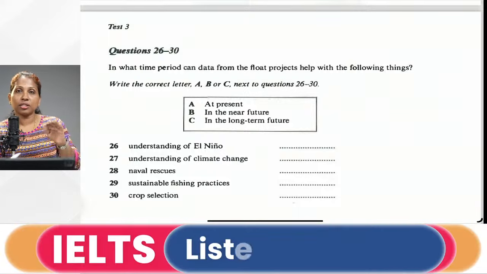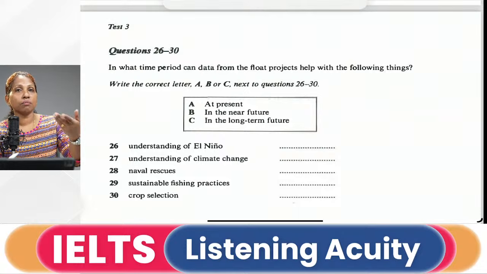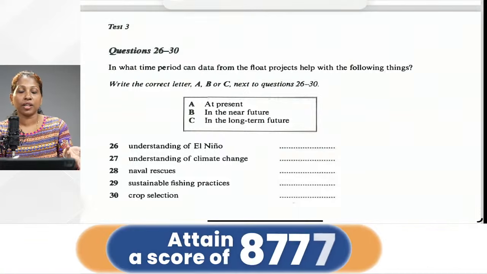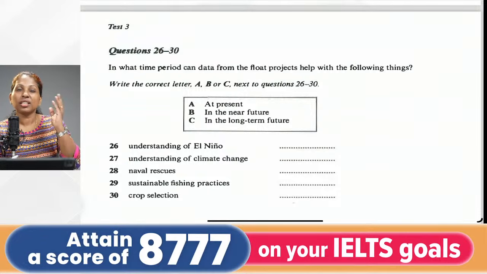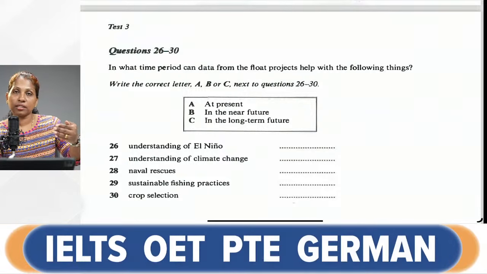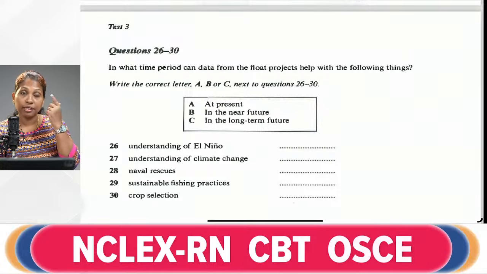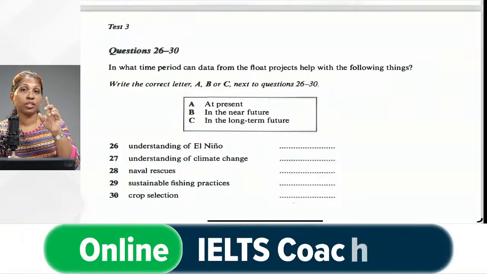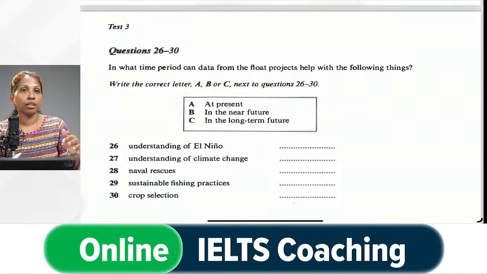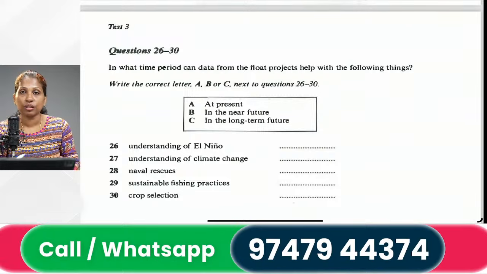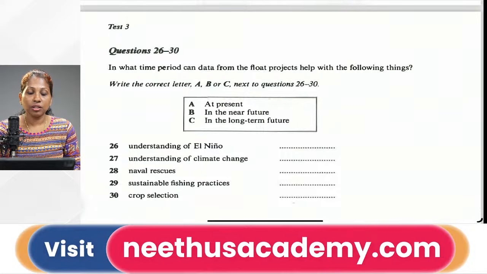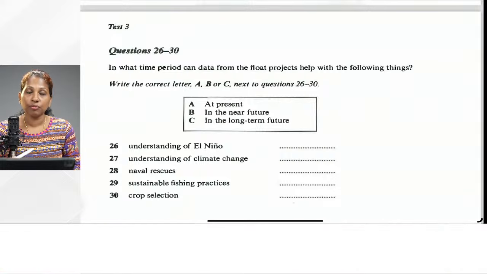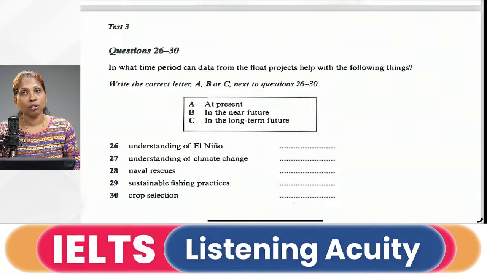So there's a difference. Near future means it may happen next month, next week, tomorrow, something like that. Long term future means something which will definitely take time. Both are futures, but one is quite near and one quite far, and one is at present, A. Any options can be repeated. A can be repeated twice, B maybe thrice, or C twice or thrice, or maybe only once. That depends. For 26 to 30 you have to choose one option. For understanding El Nino, this can be done with the data from the float at present, in the near future or in the long term future.